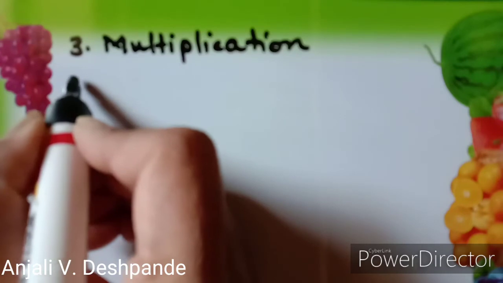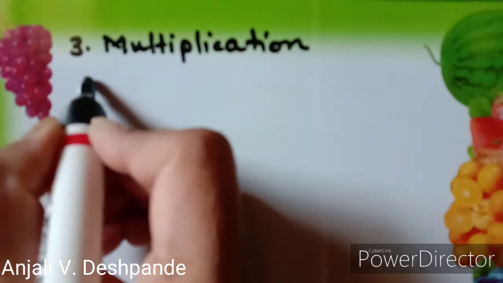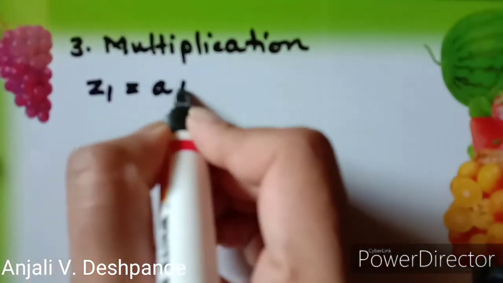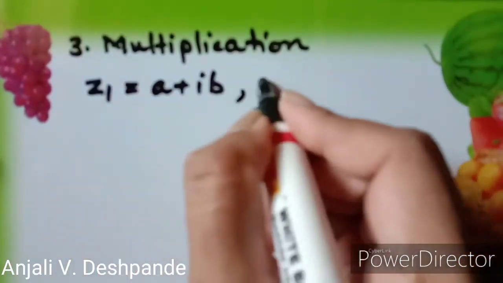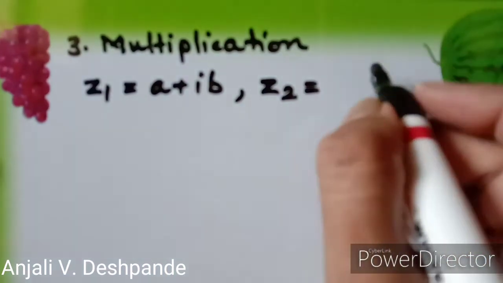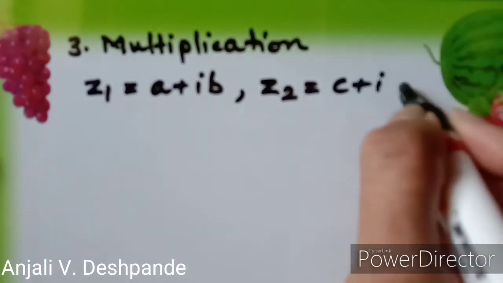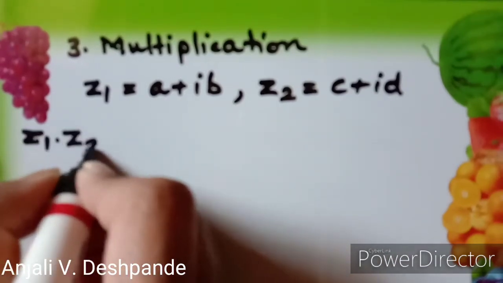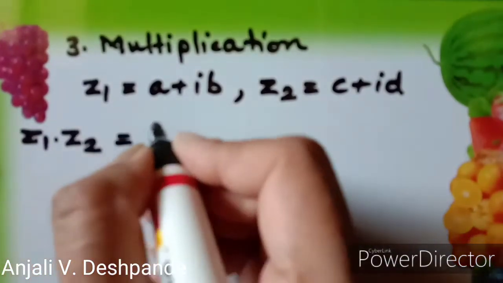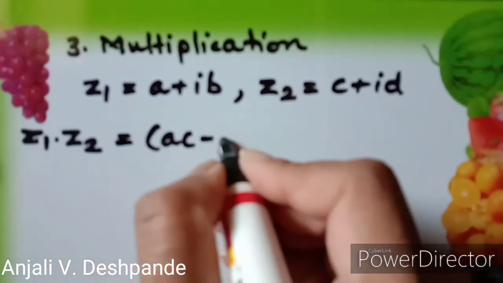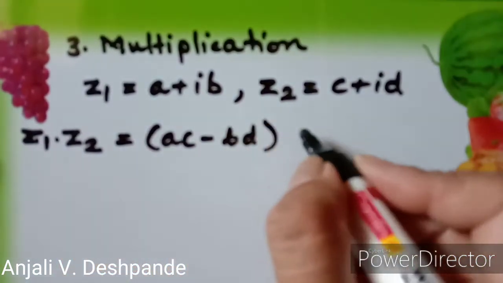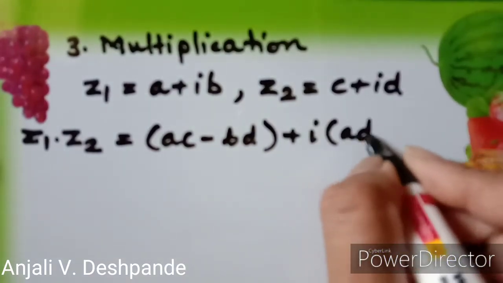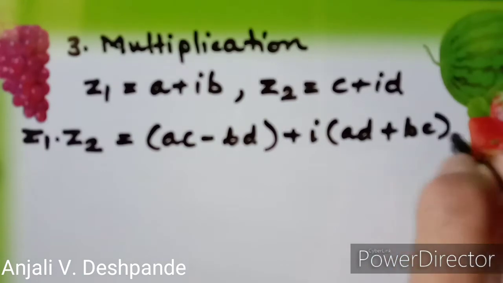We are going to see the multiplication of two complex numbers. So once again we will define the numbers as z1 is equal to a plus ib and z2 is equal to, let us say, c plus id. Then in that case z1 into z2 is equal to ac minus bd plus i times ad plus bc.